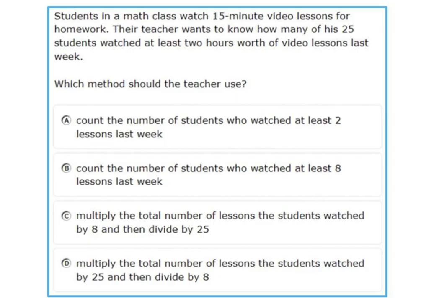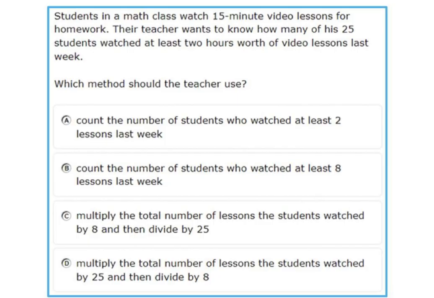So we got 4 choices here. We're going to read through them, then I'm going to give you a minute to talk to the people around you, and we'll come back together. A, should he count the number of students who watched at least 2 lessons last week? B, should he count the number of students who watched at least 8 lessons last week? C, should he multiply the total number of lessons the students watched by 8 and then divide by 25? Or D, should he multiply the total number of lessons the students watched by 25 and then divide by 8? Take a minute, turn and talk, see if you can decide which one is the best answer here.